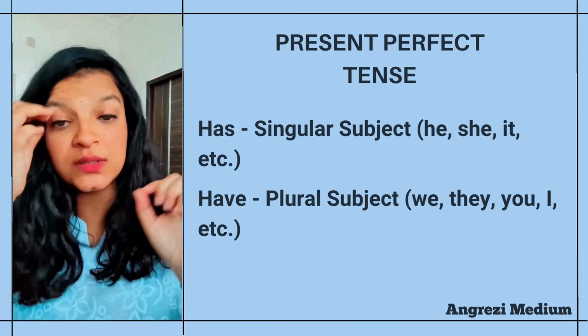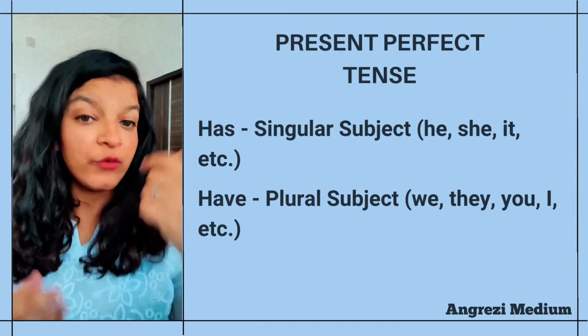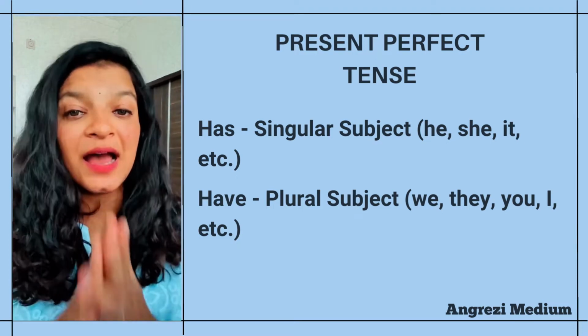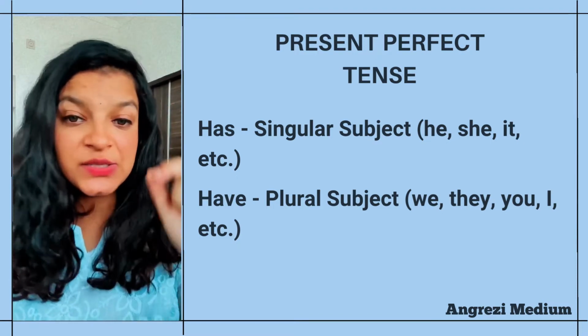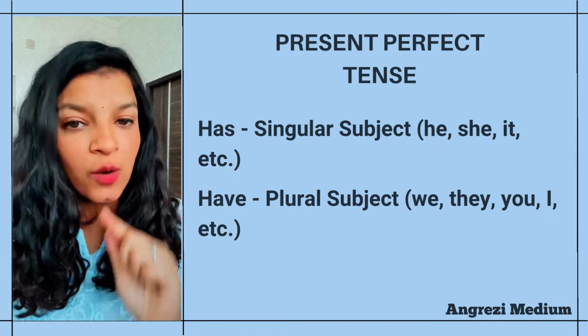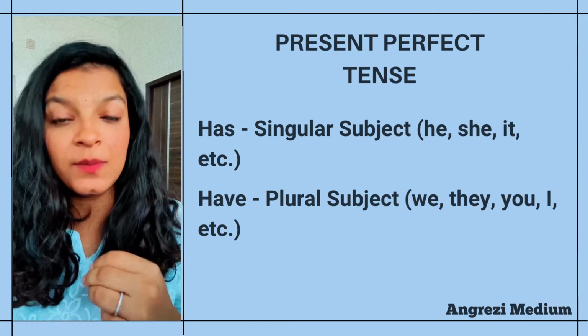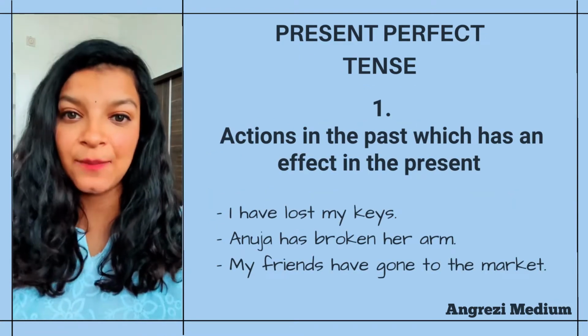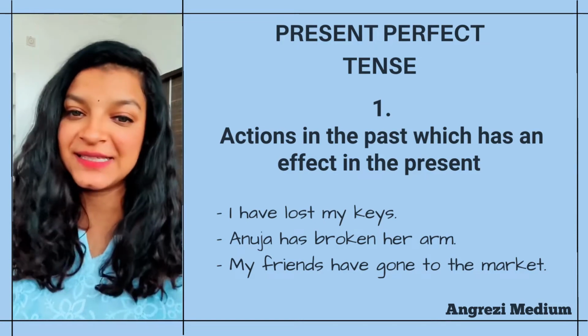Now moving on to the third form of verb. So for that you'll have to revise or go through the list of verbs. I have added a link to a list below in the description area with 50 common verbs along with their second and third form. So you can go through it for quick revision. Now let's look at the applications of present perfect tense.